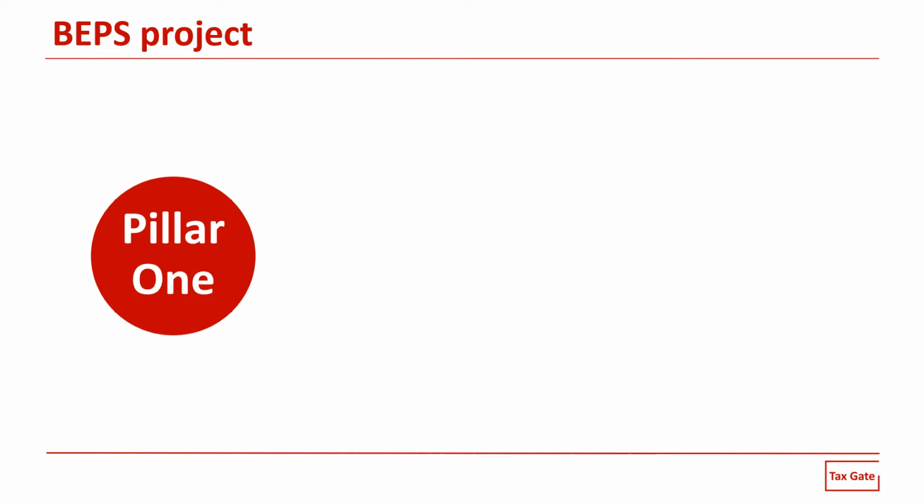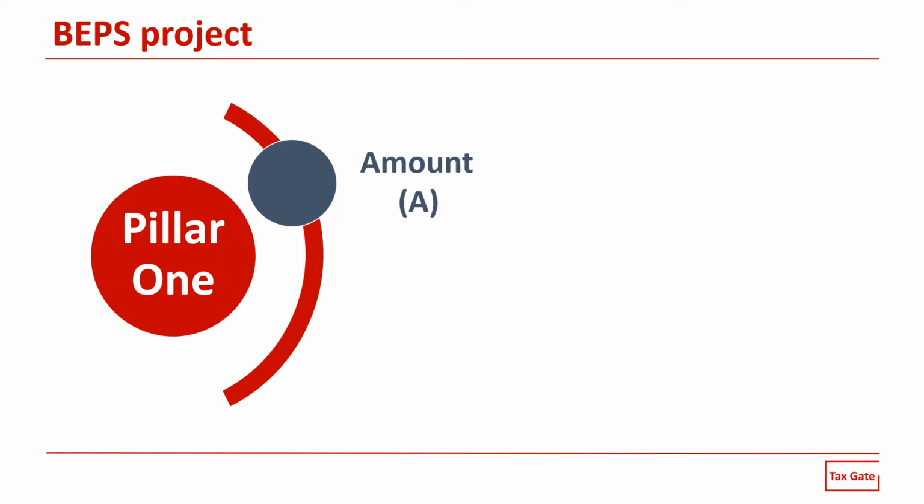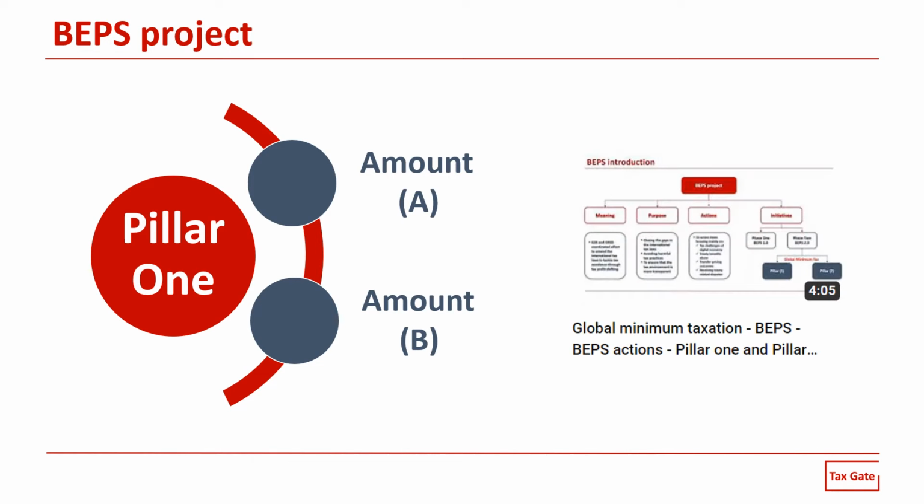BEPS Pillar 1. Amount A and Amount B. That's what we are going to discuss today in this video. First, we advise you to watch our previous video, which provides a quick overview of the global minimum tax, as it would be really helpful to understand this one.